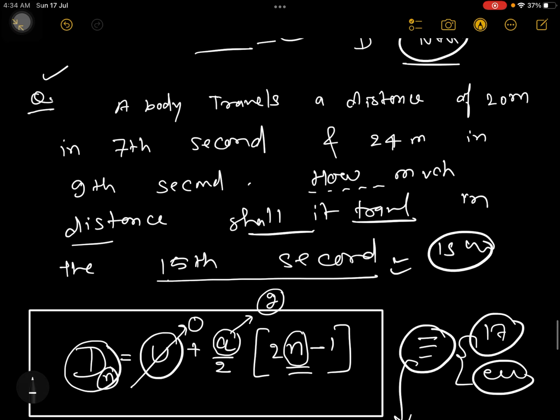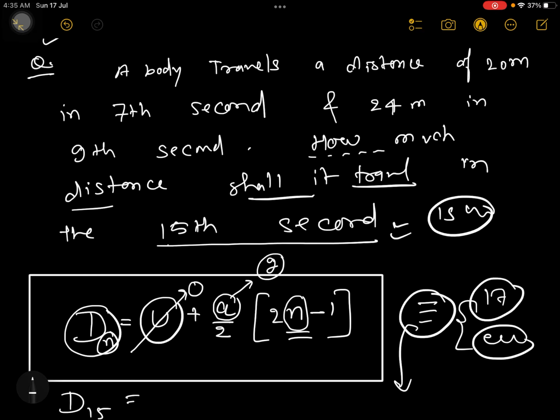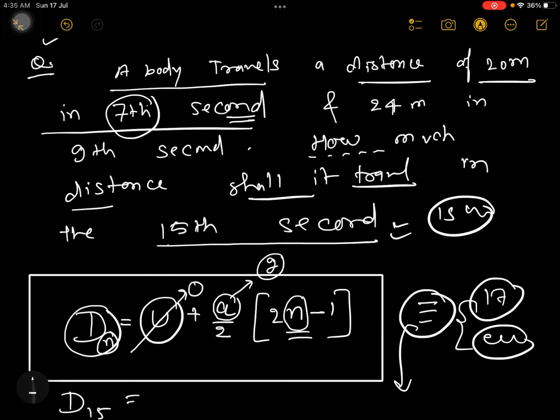But here it is not the case of free fall. Right now we are not solving for free fall. Right now we are solving: a body travels a distance of 20 meters in the 7th second. This is the first data.